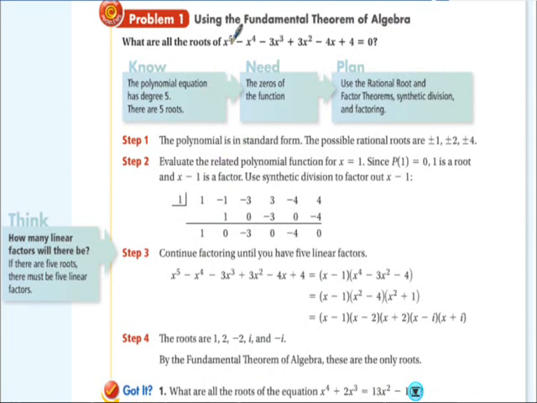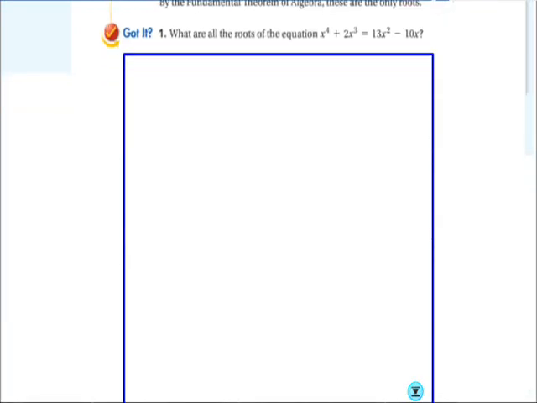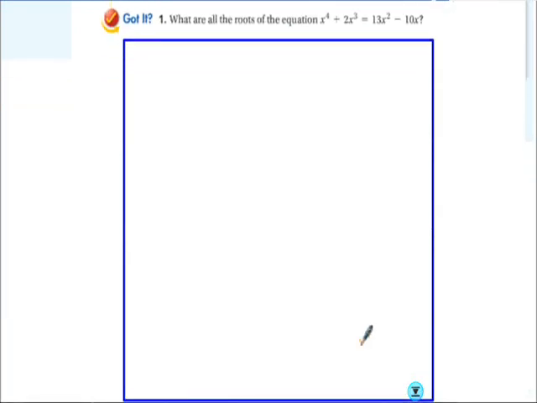So we can look at this one at the very beginning and know that, all right, x to the 5th, it should have 5 answers. And so we do synthetic division, and then we factor, and we keep going, and we end up with our 5 roots. So let's take a look at this one. What are all the roots of this equation here? So I'm going to walk you through how we would figure that out. You're not going to do this one on your own. I'm going to walk you through it, okay?